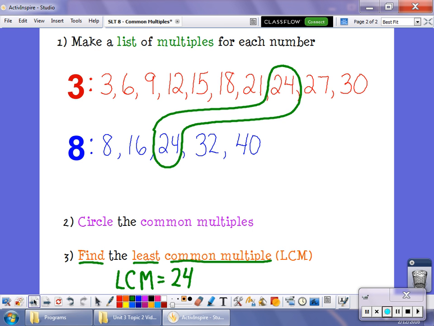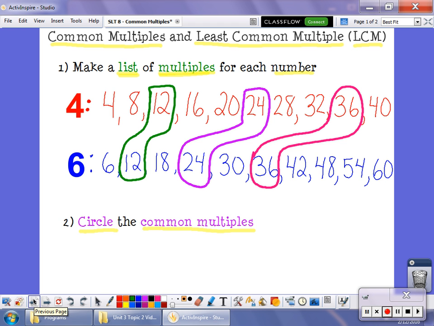Now let's go back to the previous slide for just a second. We had all of these multiples in common. We had 12, we had 24, we had 36. If I were looking for just the least common multiple, I'm going to look for just the one that's the lowest in value, which would be 12. Okay? So there can be more than one common multiple, but the least common multiple is the one with the lowest value.